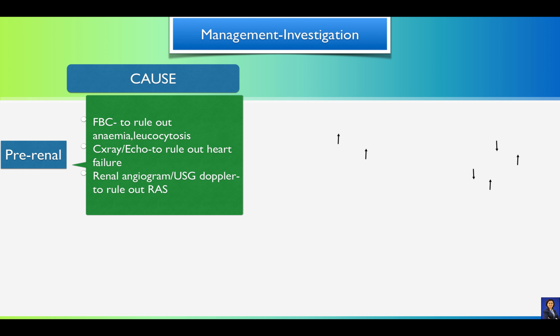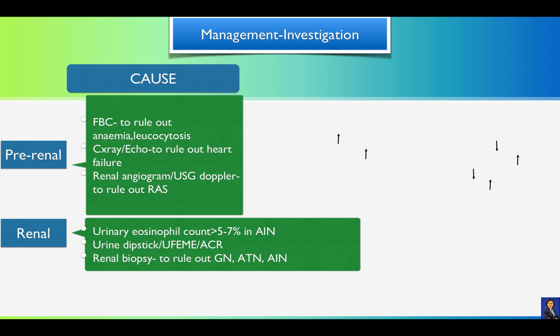In order to diagnose acute renal failure, we do investigations to look for the cause, to confirm the cause, and to look for the complications. In pre-renal causes, as I mentioned earlier, you can do a full blood count to look for anemia or leukocytosis in patients with hypotension, hypovolemia or sepsis. In heart failure patients, chest X-ray and echo will diagnose heart failure. In renal artery stenosis, you can do a renal angiogram or ultrasound Doppler to rule it out.